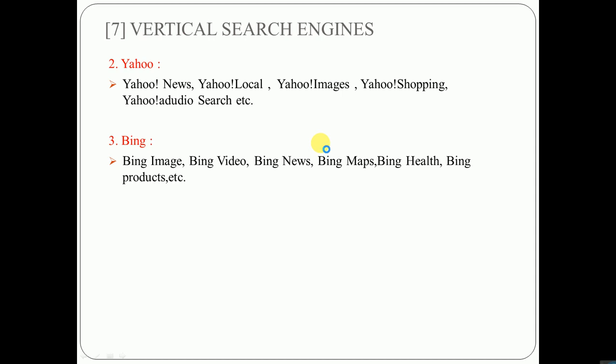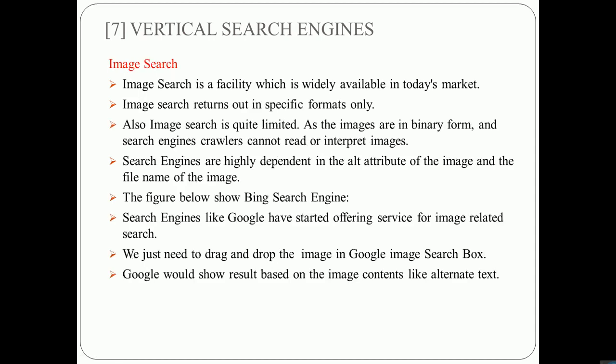So now we will see one by one what is called an image search, video search, news search, local search, blog search, book search, shopping search, and universal or blended search. So first we see the image search.